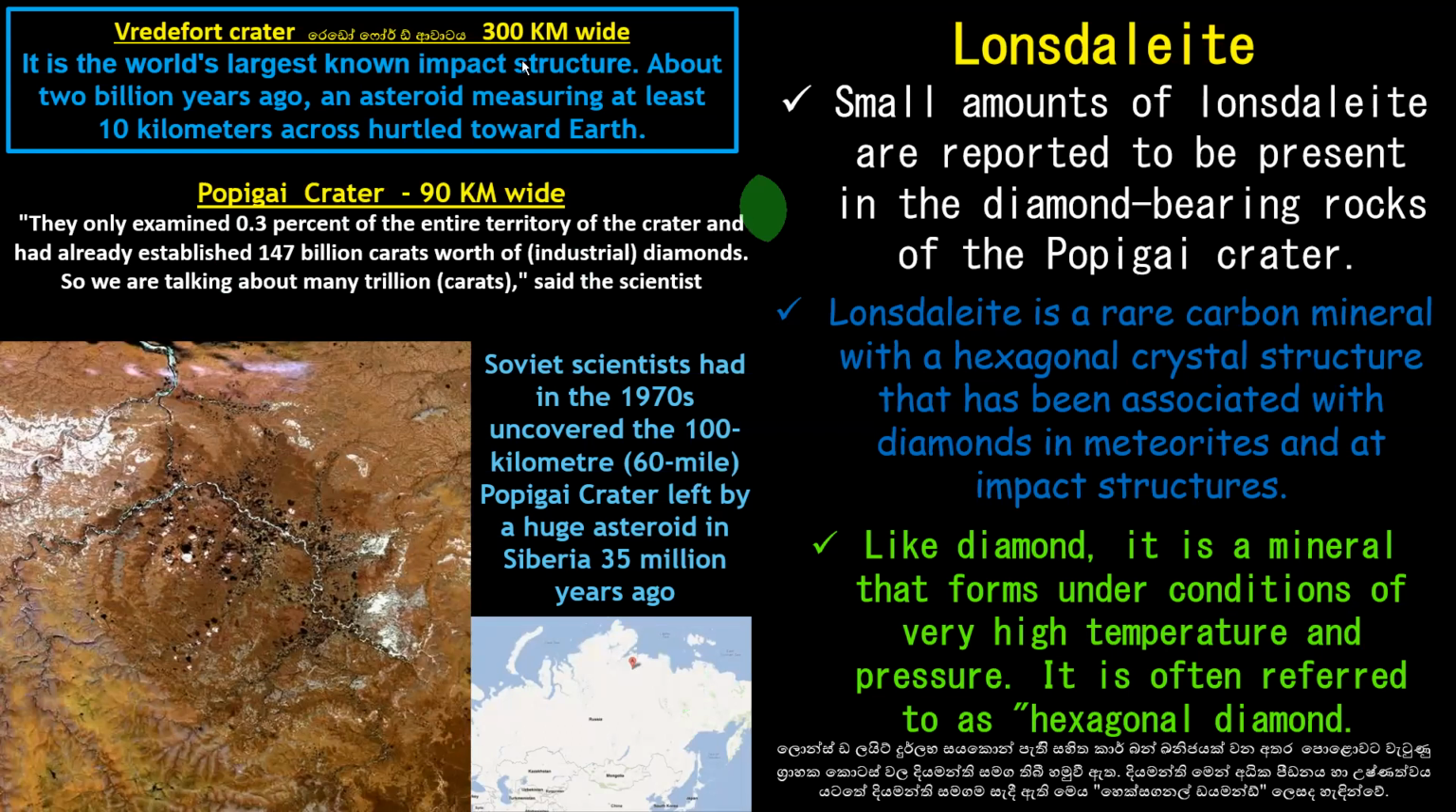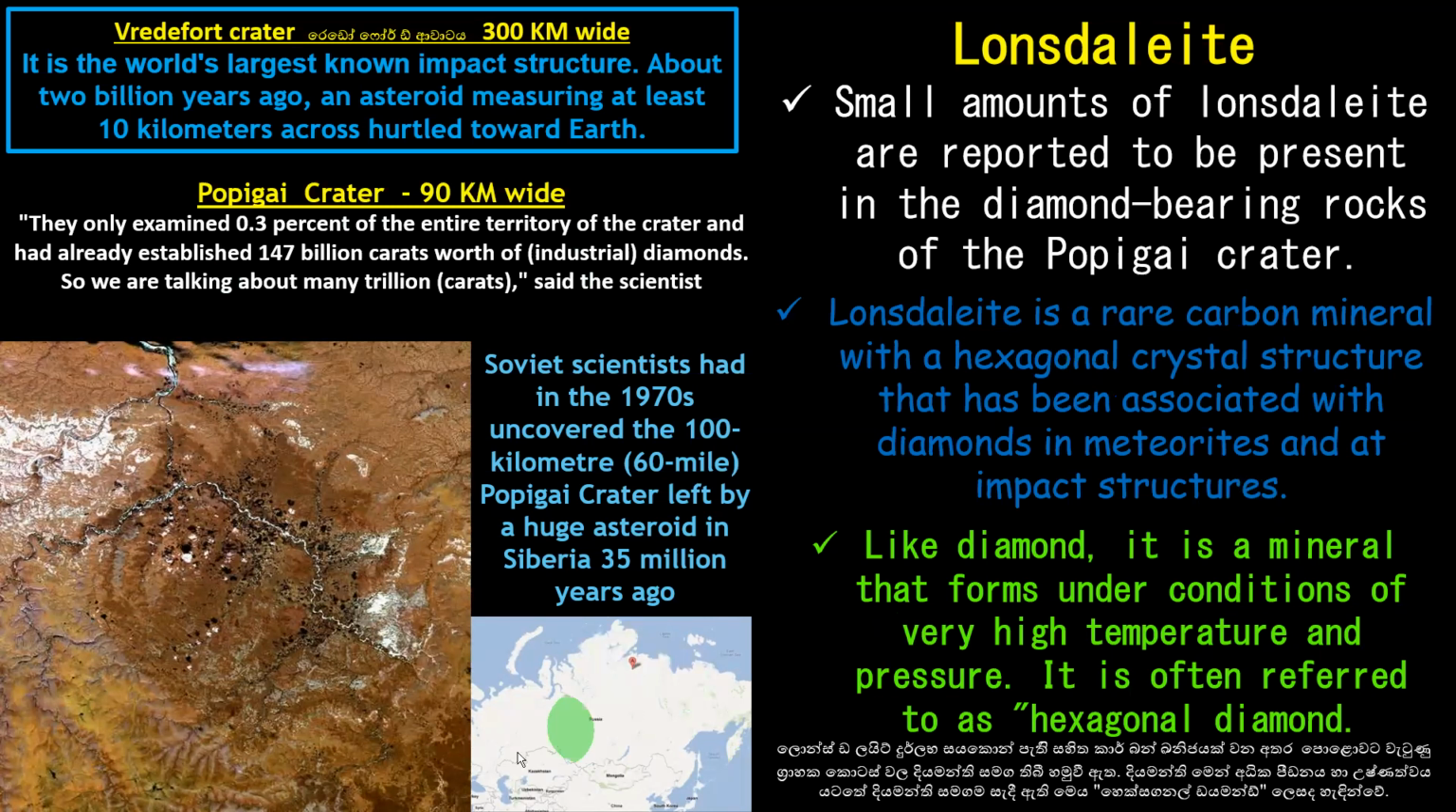Then, what is this? Another diamond. Lonsdaleite. Small amounts of lonsdaleite are reported to be present in the diamond-bearing rocks of the Popigai crater. Lonsdaleite is a rare carbon mineral with a hexagonal crystal structure. But the diamond is cubic. This hexagonal crystal has been associated with diamonds in meteorites and at impact structures.